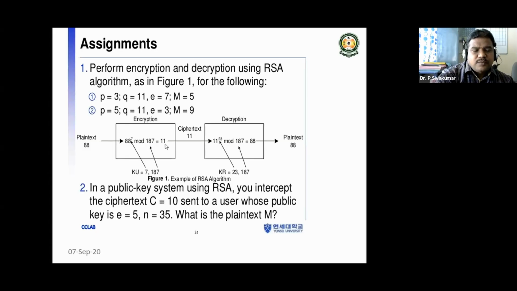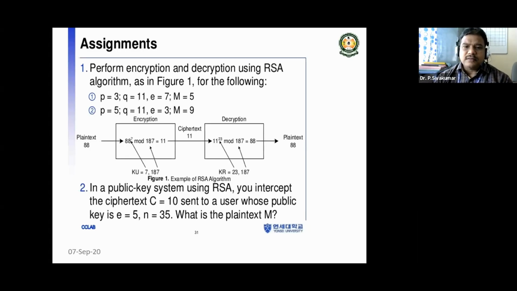You can take this particular example and do it at home. P is equal to 3, Q is equal to 11, E is equal to 7, message is 5. Using these 4 values, note them down: P is equal to 3, Q is equal to 11, E is equal to 7, message is 5. To find your private key and public key, determine your D value. I have already given the E value. So determine the D value and then perform your encryption and decryption operation.